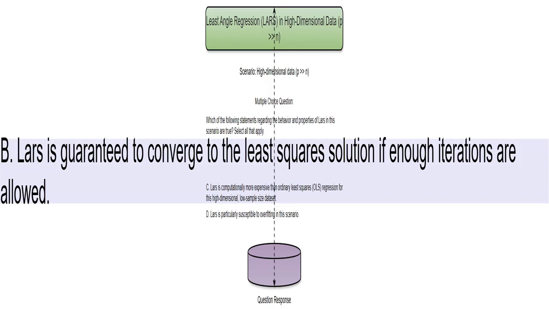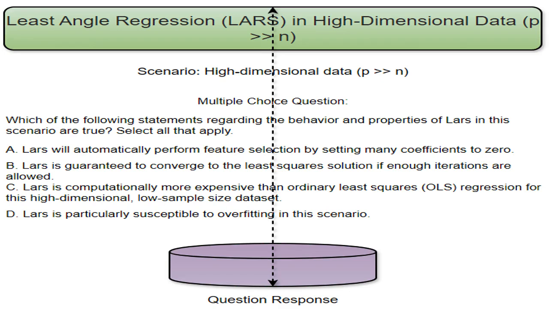I'm exploring the risk of overfitting with Lars. With many more features than samples, Lars can potentially memorize the training data rather than learning general patterns. This is a significant risk in high-dimensional settings even if Lars automatically selects features. I'm analyzing Lars's feature selection capability. It is true that Lars does implicitly perform feature selection by giving small or zero weights to less important features.